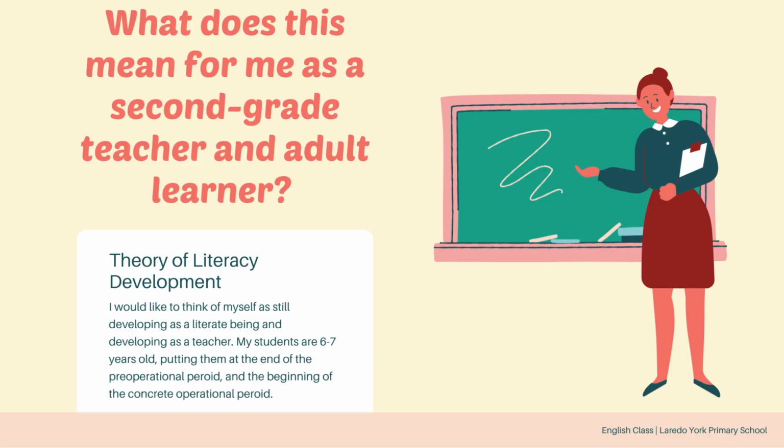So, what does this mean for me as a second grade teacher and an adult learner? I like to still think of myself as developing as a literate being. And my students are 6 to 7 years old, putting them at the end of the pre operational period and the beginning of the concrete operational period.